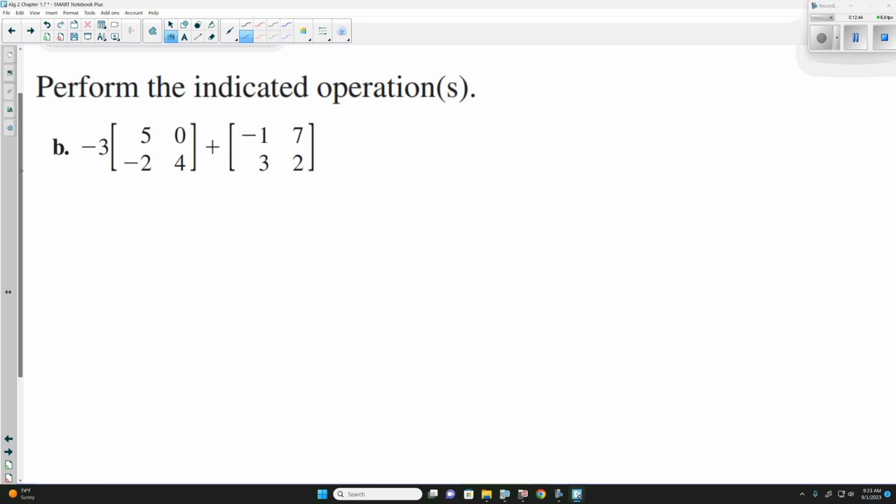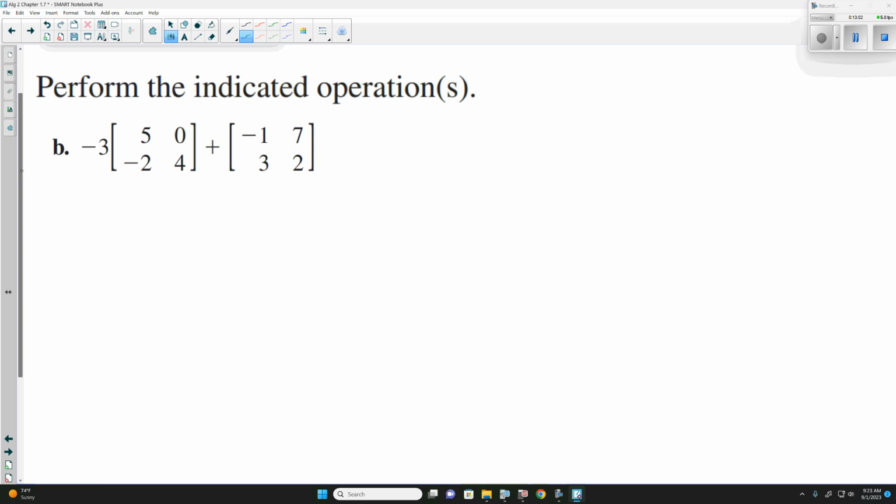I only put one example of scalar multiplication in because I don't think we need a whole lot more of those. Just multiply the whole thing by that number, yes? Now, we can combine them. We can do scalar multiplication and addition and subtraction at the same time.